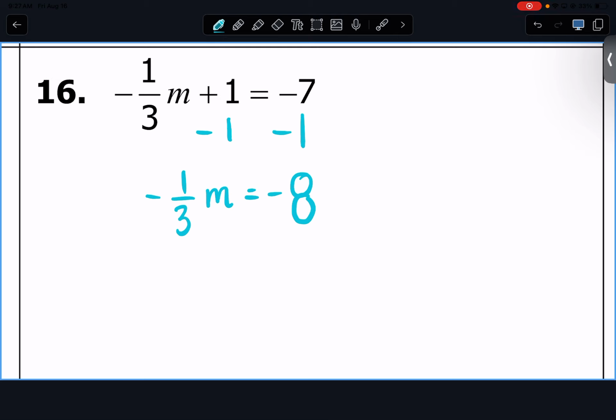How do I undo that fraction? Multiply by what? What is the reciprocal of this one? 3/1. Now when I go to actually multiply by that, does the 1 in the denominator matter? No. Yep, so we get m equals what? 24. And that's our answer.